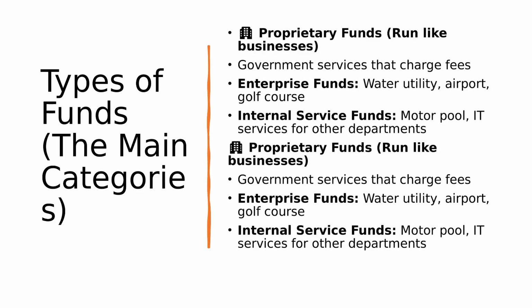Now let's look at proprietary funds, which operate more like businesses within government. These funds cover services that charge fees, such as water utilities, airports, or golf courses. These are called enterprise funds. Internal service funds work behind the scenes, providing support like vehicle maintenance or IT services to other departments. By managing these activities separately, governments can track costs and performance just like a business would.